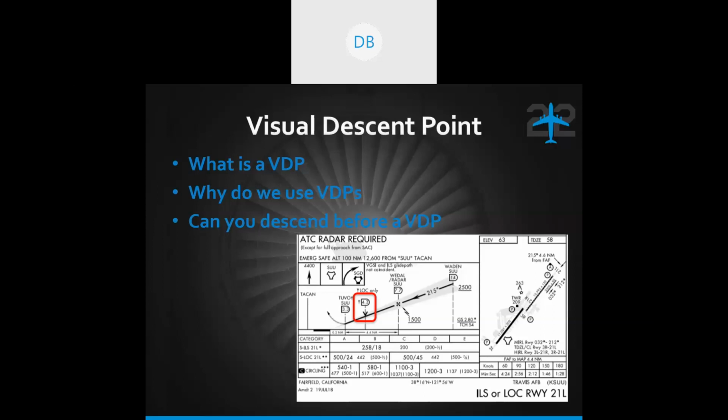Your best bet may be to not even descend out of your MDA, even if you're at your VDP and you have what you think is the runway environment in sight. There could be other obstacles in between you and the runway that you just don't have the visibility or the wherewithal to make that safe descent.